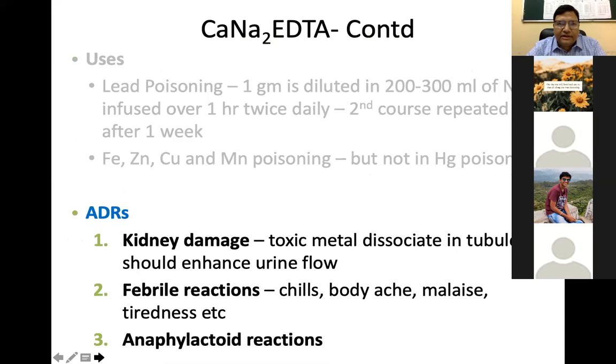The common adverse effect with calcium disodium edetate is that it produces kidney damage because the complex dissociates in the renal tubules. We can prevent this kidney damage by enhancing the urine flow, that means more intake of fluid. Other effects are febrile reactions, which include chills, body ache, malaise, tiredness, etc. And the third is anaphylactic reactions. So these are the common adverse effects which this chelating agent causes.